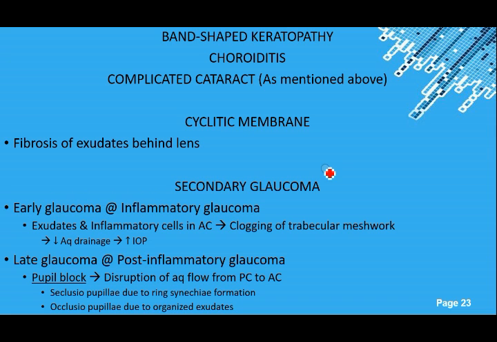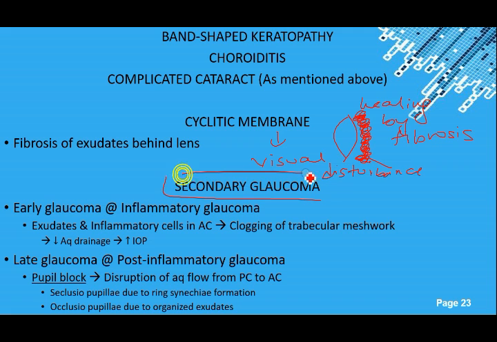Cyclitic membrane, this is very important, right? Now let's say this is the lens. What happens is there is formation of a membrane behind the lens. It's because of healing by fibrosis. That means the inflammation is healing but by fibrosis, so it forms this membrane, and obviously a cyclitic membrane would definitely give rise to visual disturbance. So visual prognosis is poor in this case.